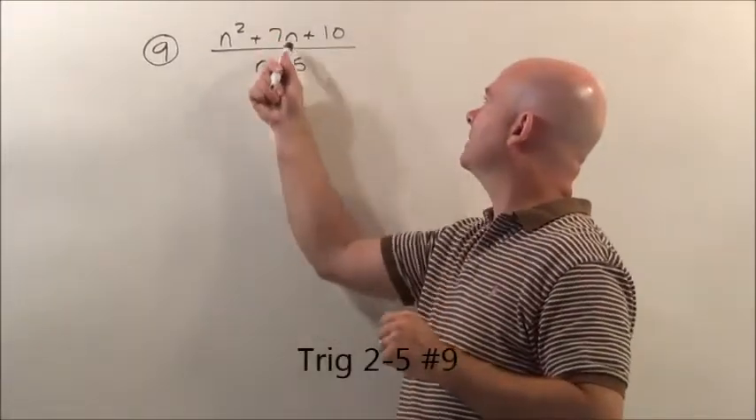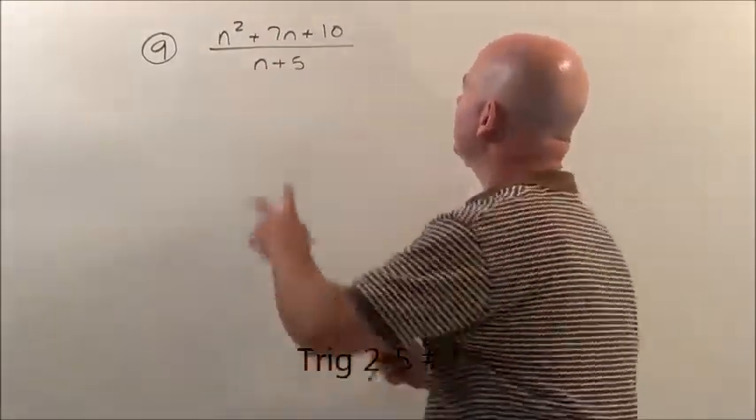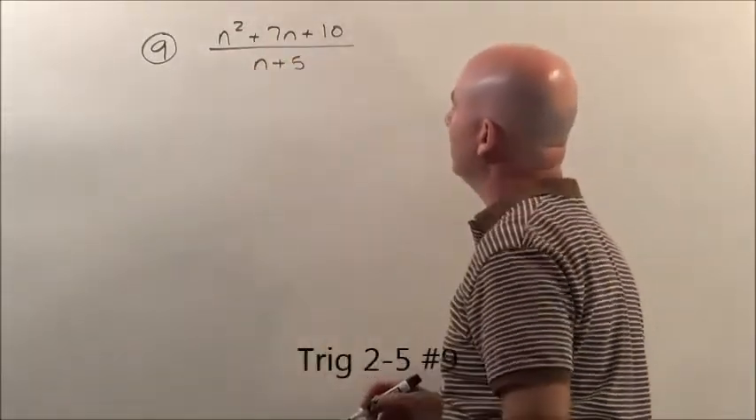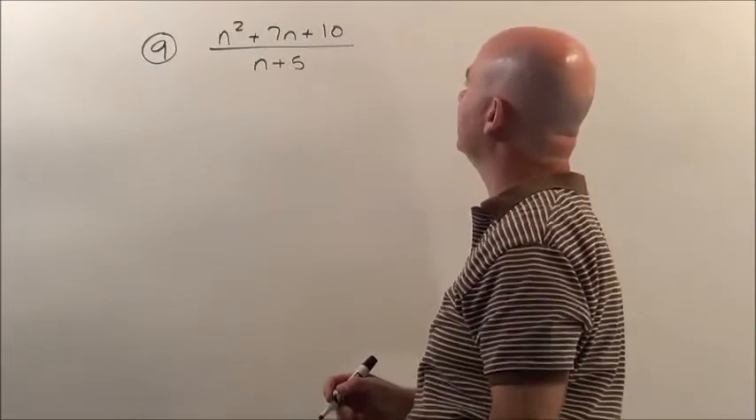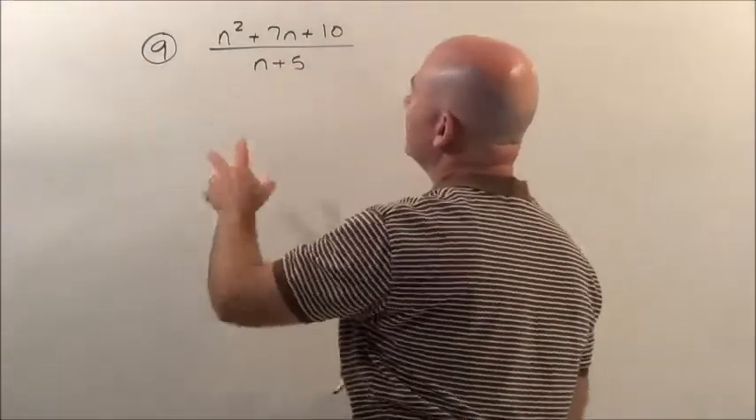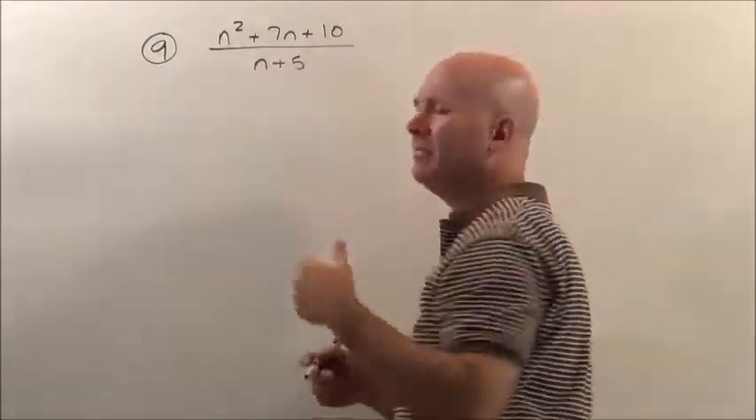Problem 9. We basically want to simplify this trinomial over the binomial and see what we get. Basically n squared plus 7n plus 10 over n plus 5. When I look at this, the first thing that comes to mind is, hey, the top can be factored.